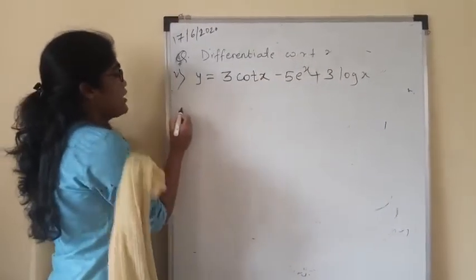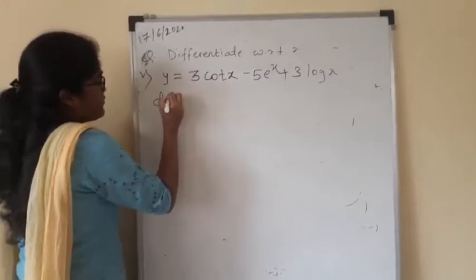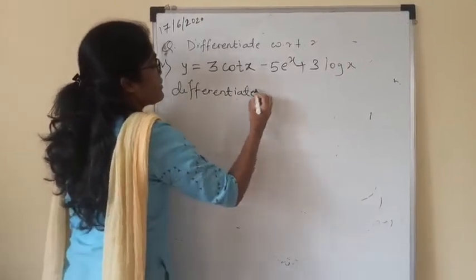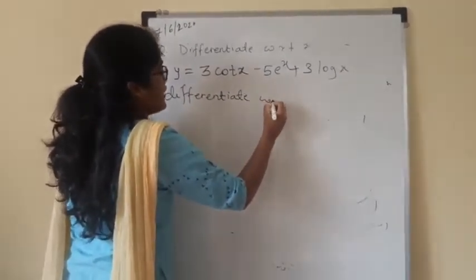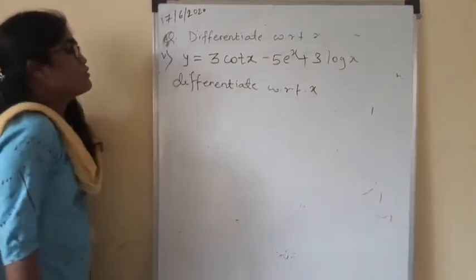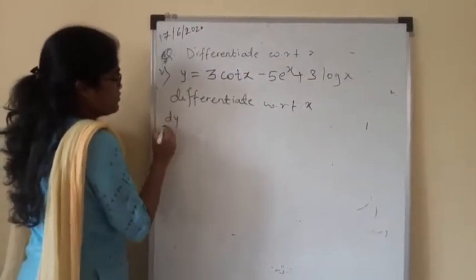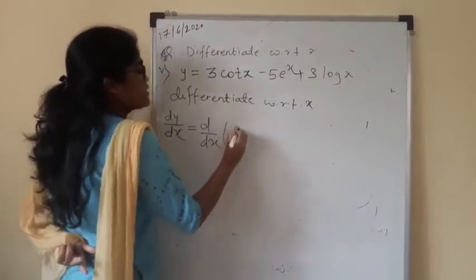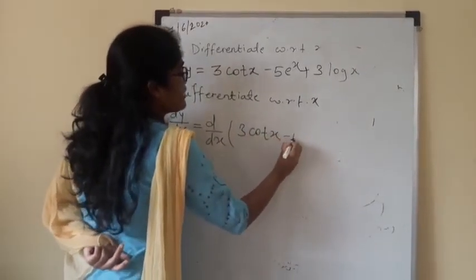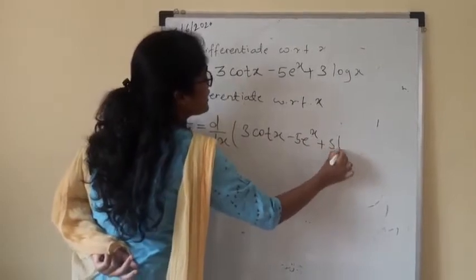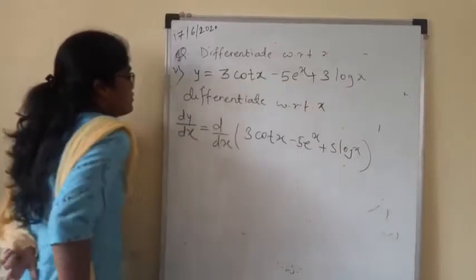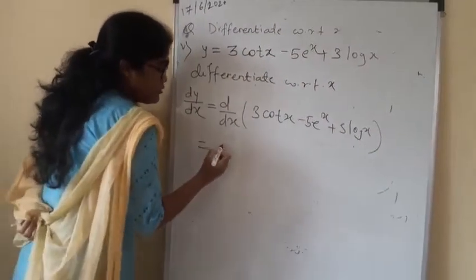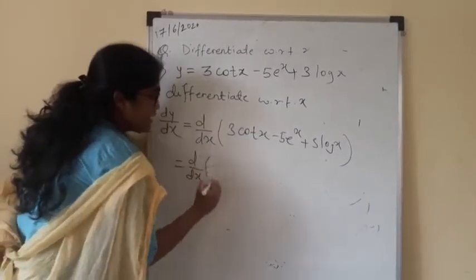So let us see this example. Again you have to differentiate with respect to x. So dy by dx is equal to d by dx of this whole function, 3 cot x minus 5 e raised to x plus 3 log x. Now we will separate this d by dx.